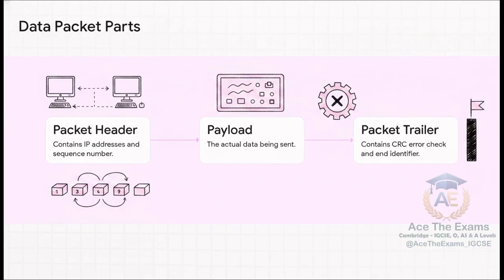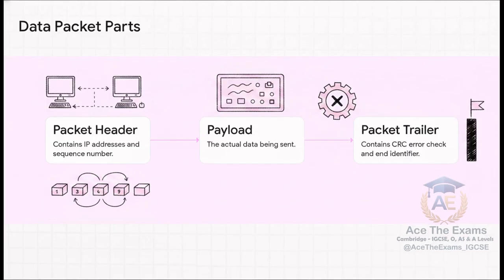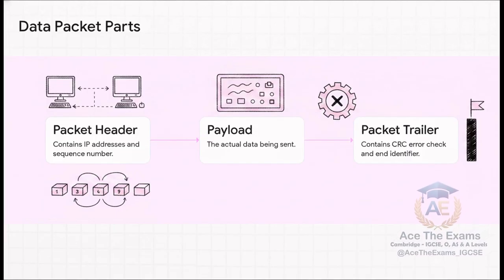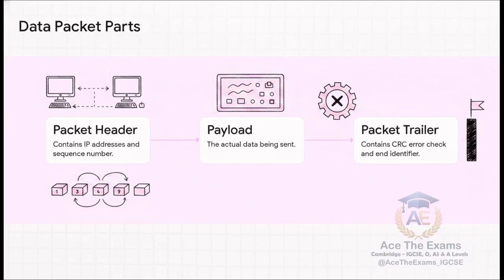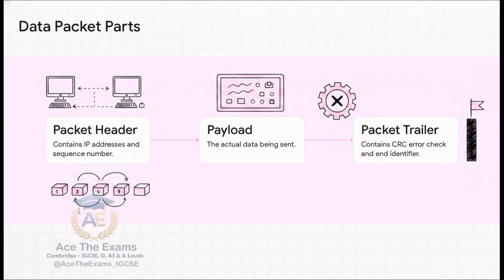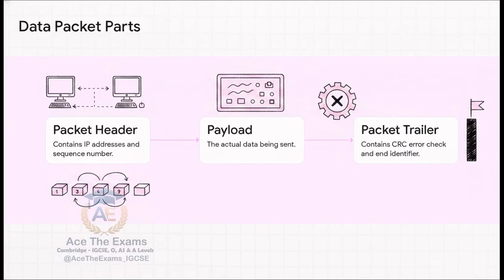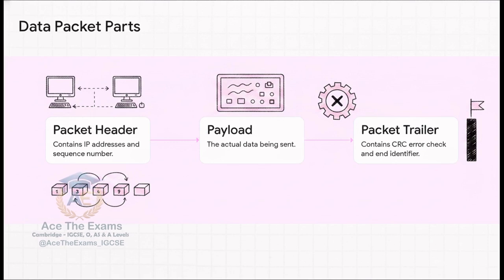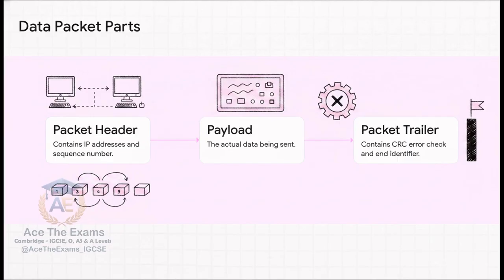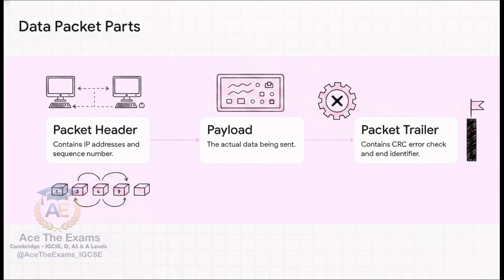First, the packet header. It doesn't just sit there. It contains the IP addresses of both the sender and the receiver, plus a crucial sequence number. Why? So the receiving station can reassemble the data in the right order, even if packets arrive out of sync. Second is the payload, which is the actual data you care about. Third is the packet trailer. You must mention that this contains a cyclic redundancy check, or CRC, for error checking, and a specific marker to identify the end of the packet. If you give the examiner this level of detail, you're guaranteeing yourself maximum marks.